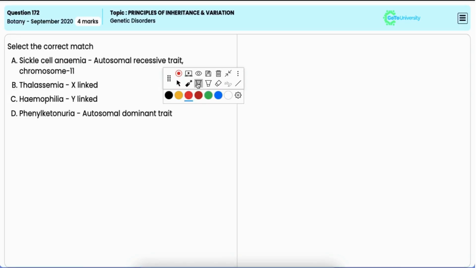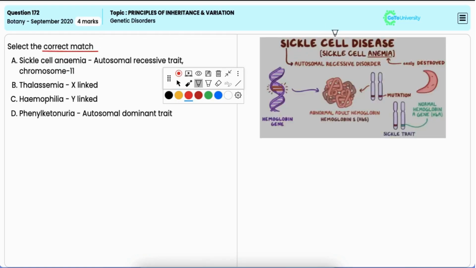In this question, you have to identify the correct match. Option A, sickle cell anemia is to autosomal recessive trait, chromosome number 11.